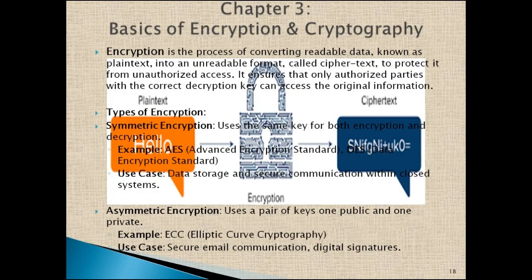So in chapter 3, we're going to talk about the basics of encryption and cryptography. Now, encryption is the process of converting readable text, this is important, known as plain text, into an unreadable format called ciphertext. So in encryption, you are converting readable data or plain text into unreadable data called ciphertext to protect it from unauthorized access. It ensures that only authorized parties with the correct decryption key can access the original information.